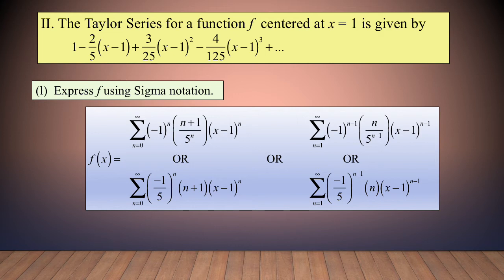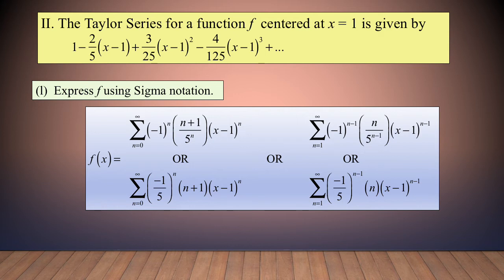Finally, we have our x expression. It is always an x minus 1, and it will either be an x minus 1 to the n, if we are using n running from 0 to infinity, or x minus 1 to the n minus 1, if n is running from 1 to infinity. So there are several answers that we can give.